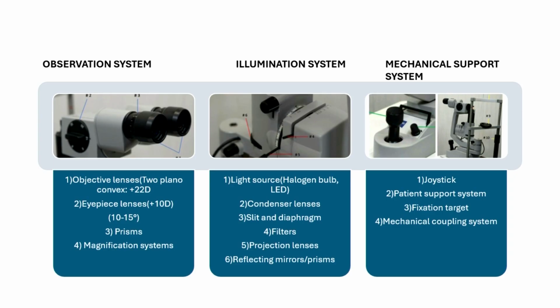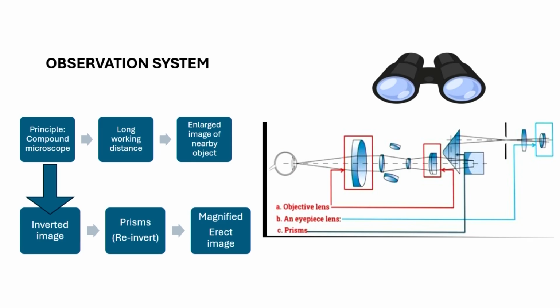Next is the illumination system. It consists of a light source, halogen bulb or LED, the condenser lenses, slit and diaphragm, filters, projection lenses, and reflecting mirror or prisms. Mechanical support system: it consists of joystick, patient support system, fixation target, and mechanical coupling system. First, we are going to see about the observation system.